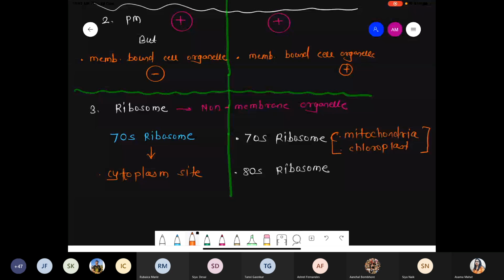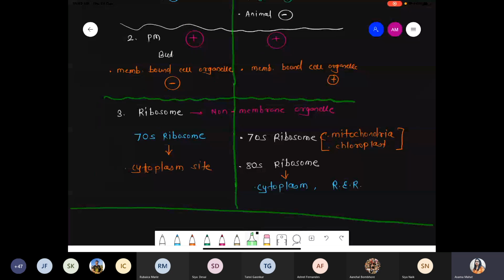So quickly complete this part. If there is one question, which type of ribosome is present in the eukaryotic system, your answer will be 70S and 80S. Both answers should be correct. Please remember 70S plus 80S. But if it is asked, in case of mitochondria and chloroplast, which type of ribosome is present, your answer will be only 70S. So please read the question carefully because a statement question will definitely come.